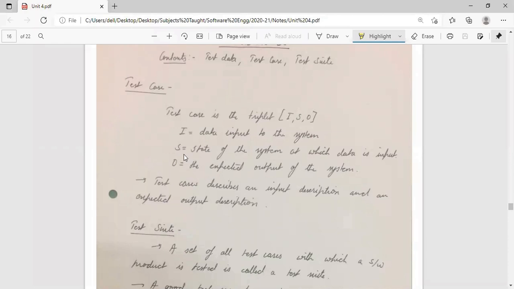That means it is a triplet form which defines that you are giving a specific input for which you should get a specific output. So here you can say the triplet is ISO. I stands for the data input to the system. S is the state of the system at which the data is input, and O is the expected output of the system, right? So test cases describe an input description and an expected output description.